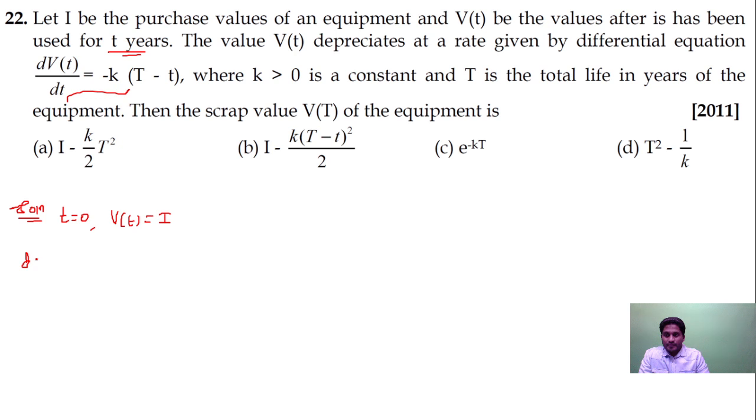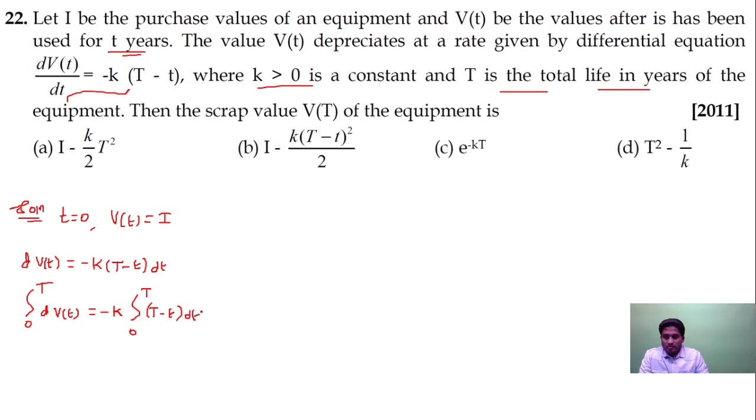So if I cross multiply, d of v of t is equal to minus k into capital T minus small t, and then this is dt. It's already mentioned that k is a positive constant and capital T is the total life in years of the equipment. So if I integrate, this will be from 0 to t. Capital T is the total life, 0 is the initial life, so 0 to t, and then this is d of v of t, is equal to minus k times the integration from 0 to t of capital T minus small t dt.